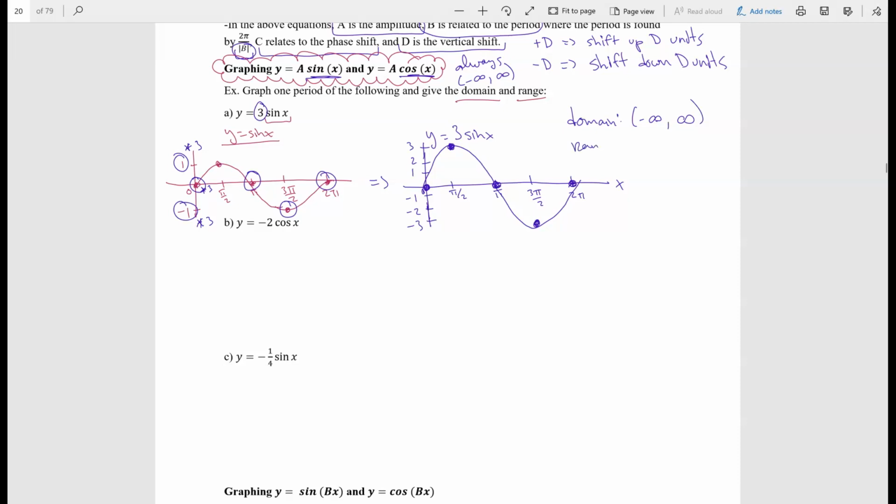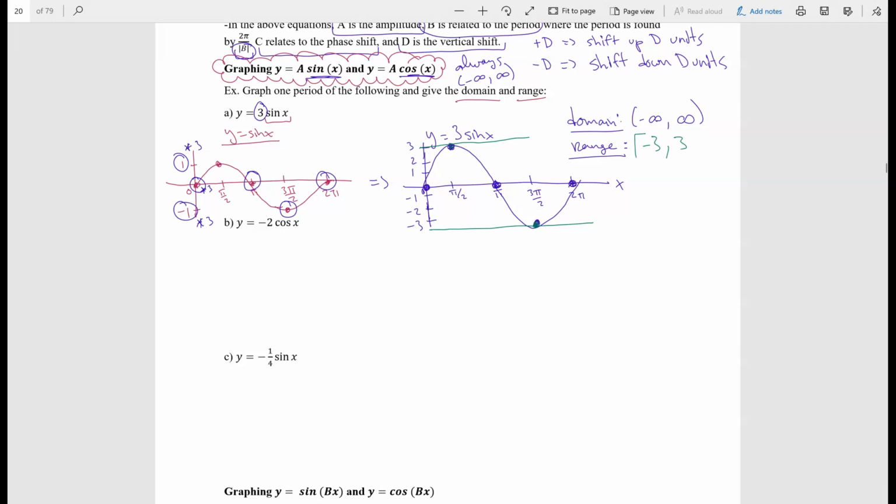Now the range changes. The range is going to change. Remember, the range is the lowest y value to the highest y value. If you look at the entire graph, you can see that the lowest y value that this graph goes to is negative 3. That's the lowest value. And then the highest value is going to be positive 3. Now, how do we show that both of them are included? Because you can see that they're both included.